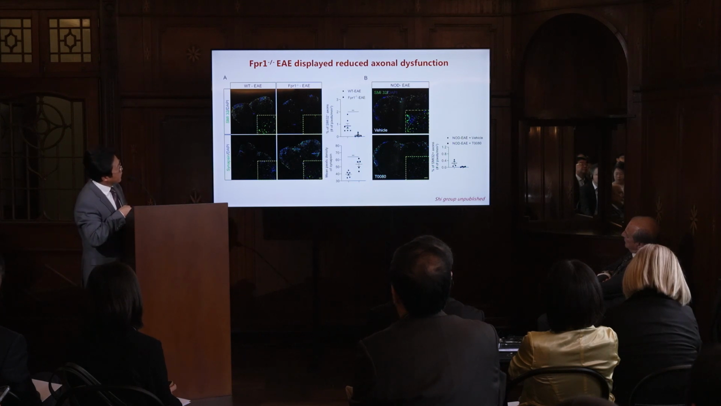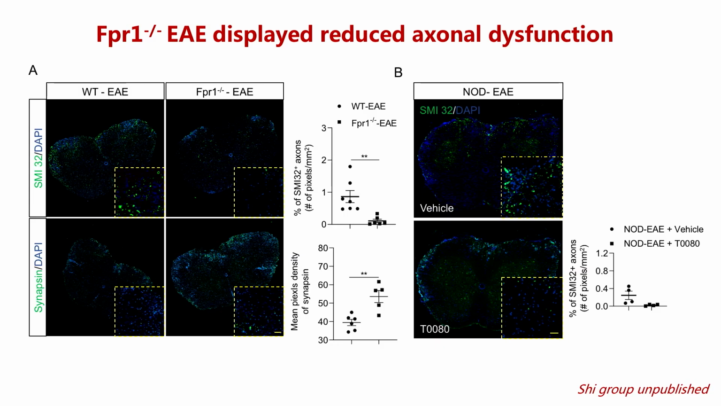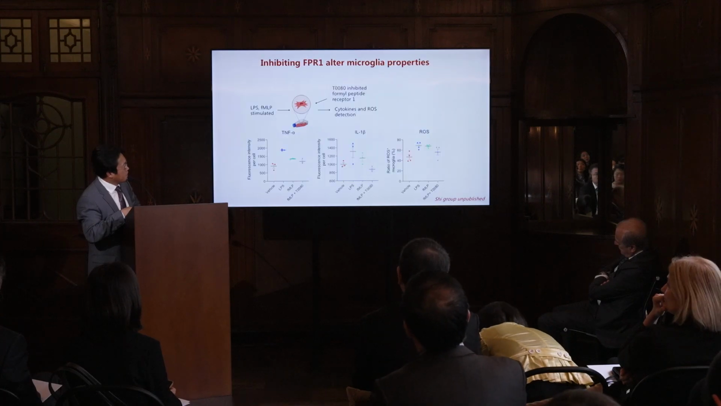This is what Yulin did in the knockout, as well as in B6 mice, as well as in NOD mice. In this case, he sees synaptic integrity pretty much altered by knocking out. When we apply T0008, it reverses the effect. So it suggests to us that it has some role in reducing neurodegeneration.